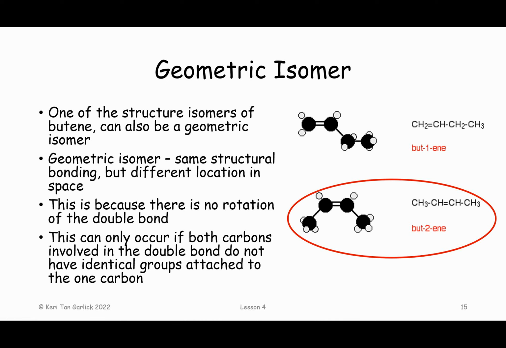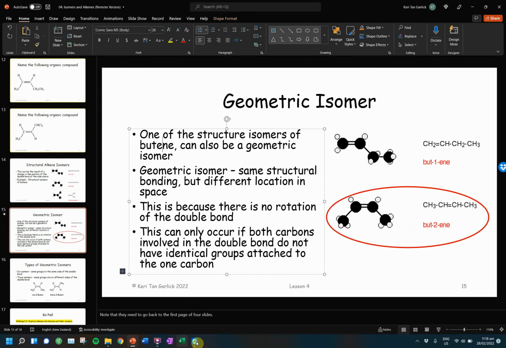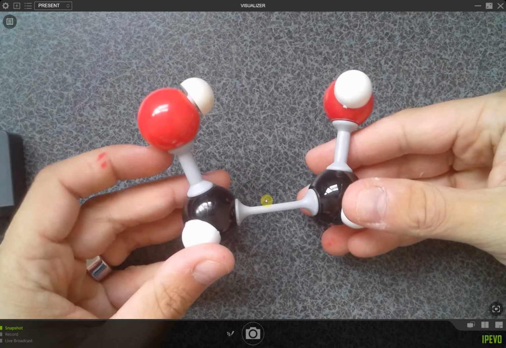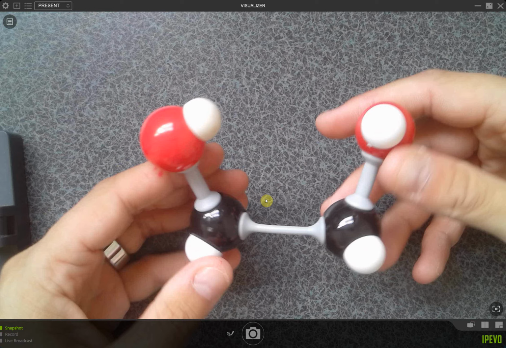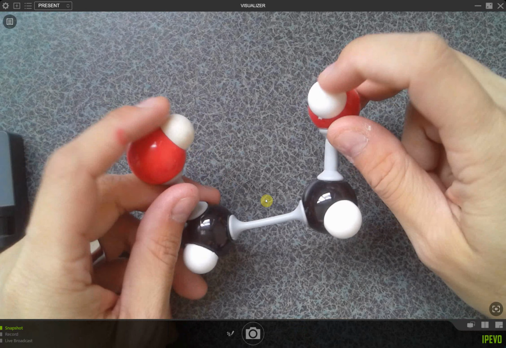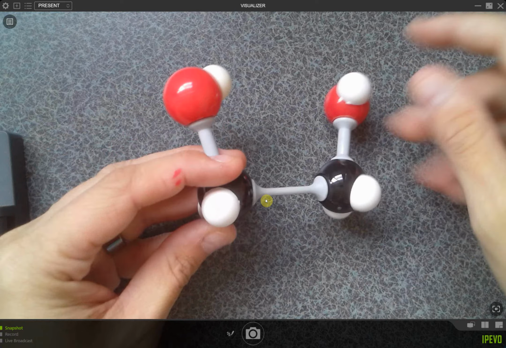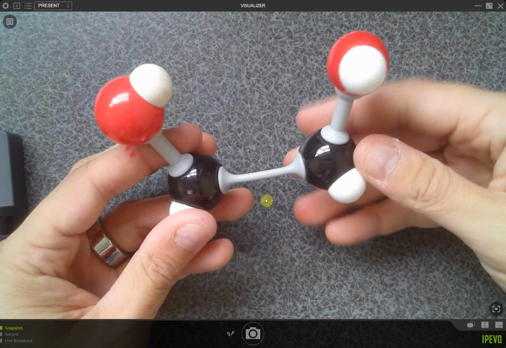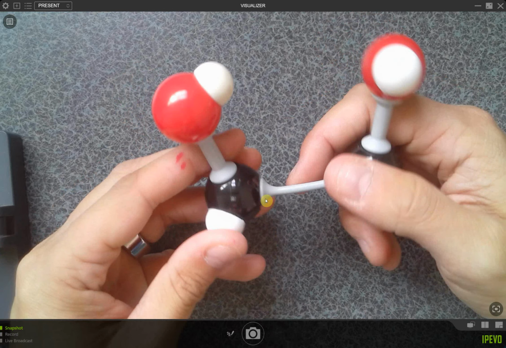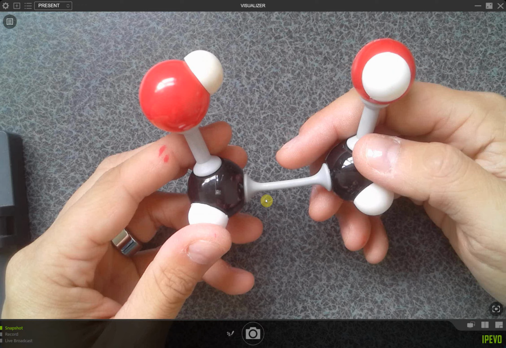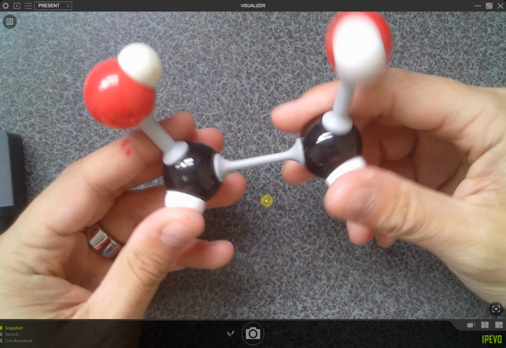So let me show you that on the document camera because I do have some models to kind of prove the point. So in this example here, I have a diol, and I say it's a diol because I have two oxygens with a hydrogen, so those are alcohol groups. I have two carbons, and then I have the two hydrogens attached to them. So this would be ethane-1,2-diol is the name for this one.